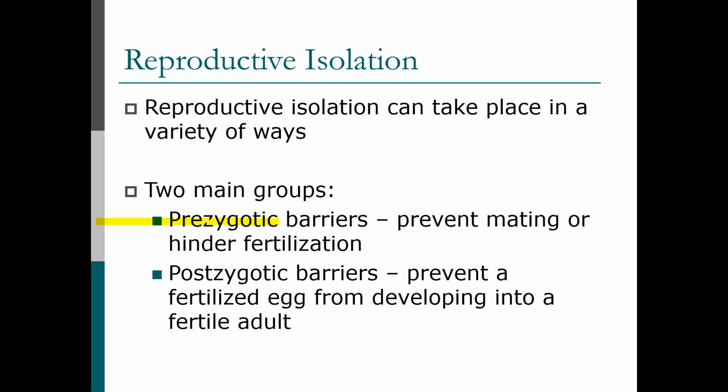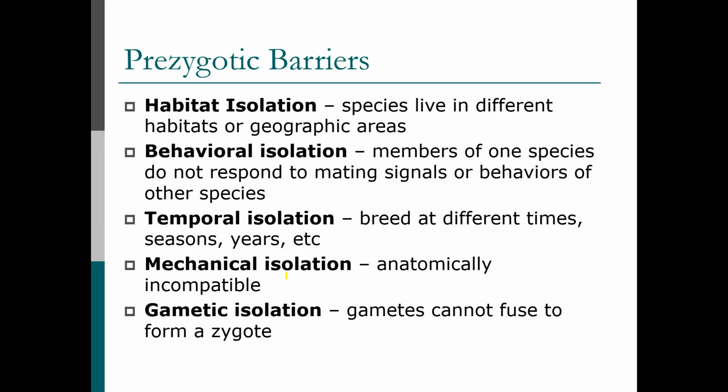And so your pre-zygotic barriers would be something that would prevent mating, or it would prevent the fusion of the egg and the sperm. So for whatever reason, there was an issue before fertilization, or fertilization can't happen. Now, your post-zygotic barriers are things that are going to happen after. So you could potentially produce a zygote, but then there's some kind of breakdown after that point. So we're first going to take a look at some pre-zygotic barriers.